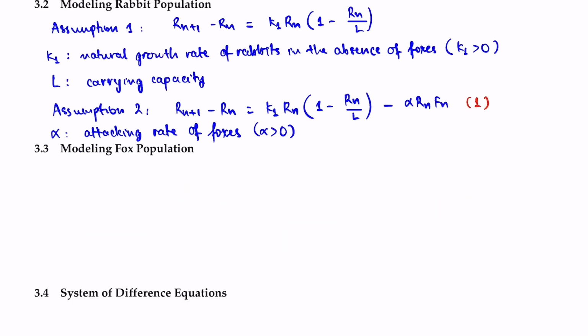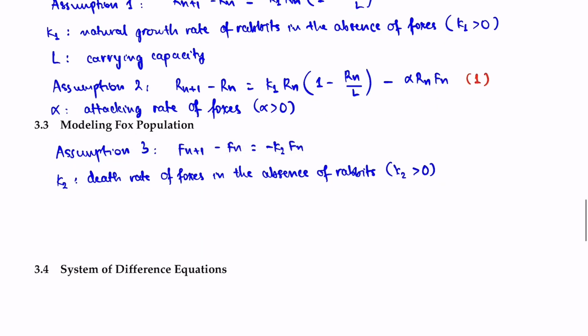From assumption 3, I have that the rabbit population is the only source of food for the foxes, therefore in the absence of the rabbits, the population of the foxes decreases by a constant rate and dies down. So F sub n plus 1 minus F sub n is equal to negative k2 times F sub n, where k2 is the death rate of foxes in the absence of rabbits, and we assume k2 to be a positive number.